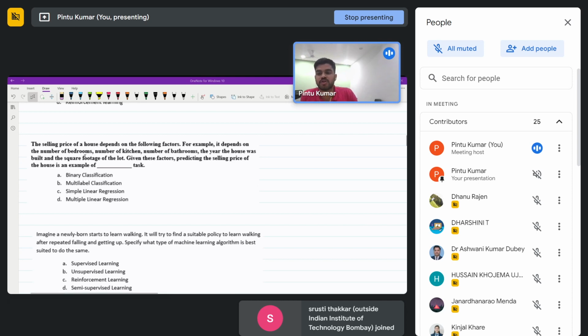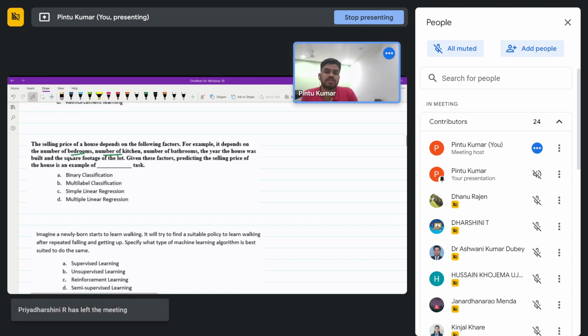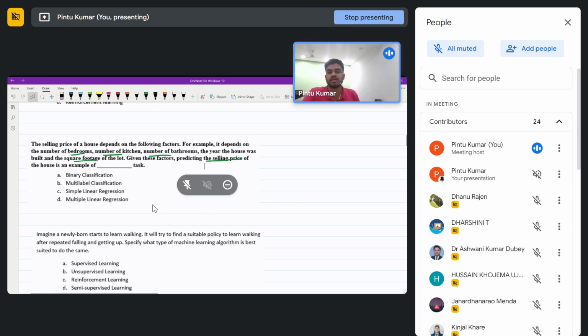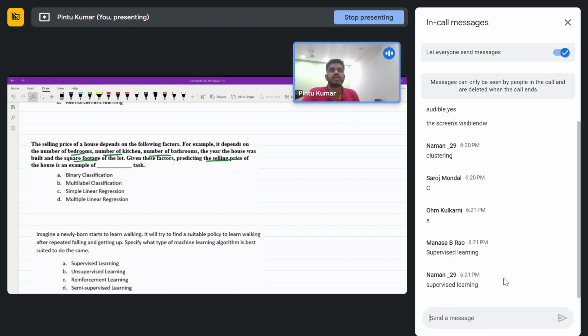It depends on the number of bedrooms, number of kitchens, number of bathrooms, the year in which the house was built, and the square foot area on which it is built. So we want to predict the selling price of the house. What kind of task is it? Okay. So options are binary classification, multi-level classification, simple linear regression, or multiple linear regression.